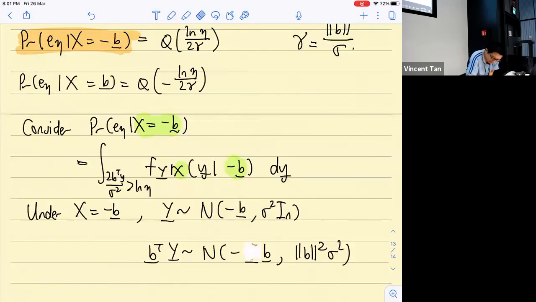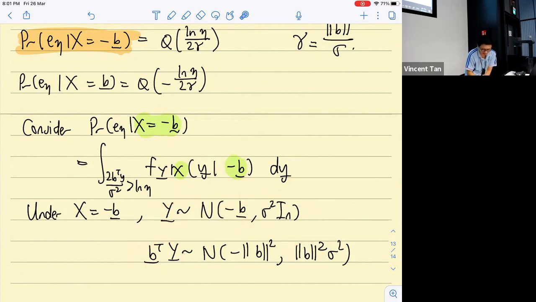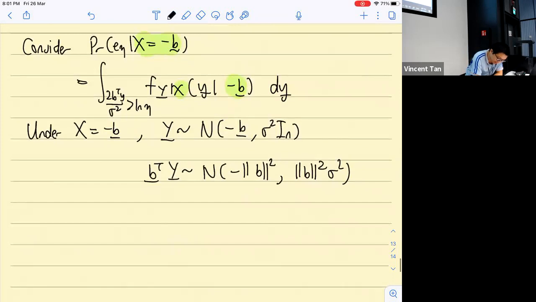We can write this as norm B squared like that. If you have a Gaussian random vector that is distributed according to this, and you take the inner product, the mean gets scaled, and the covariance gets multiplied by norm B squared like this.